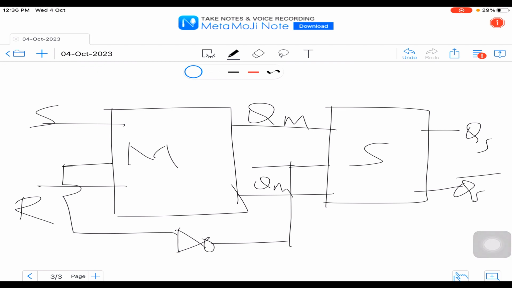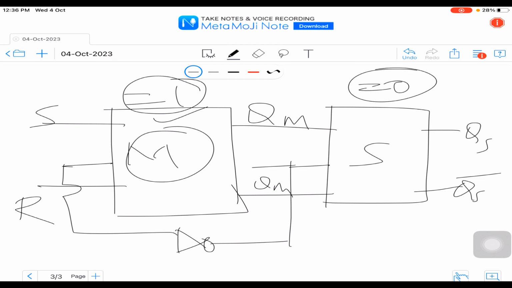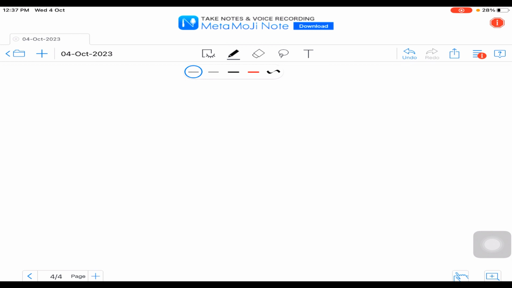Here the master, this one, registers the data on one level. Say let us imagine it registers the data at logic 1 of the input, and that input is transferred to the slave on the other level, that is logic 0 of the input control signal. Now to understand better, let us understand the functional table of master slave SR flip flop.